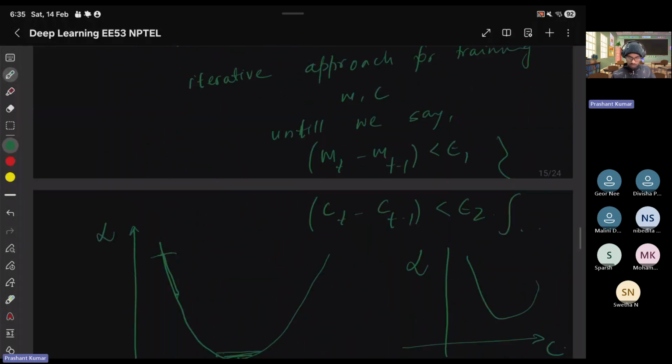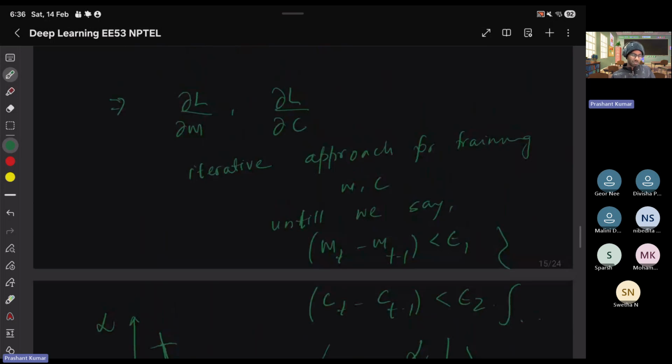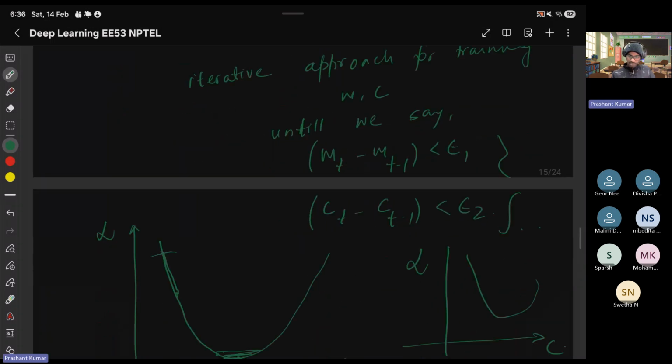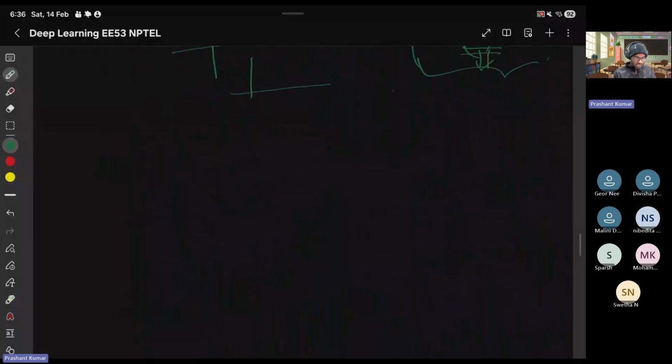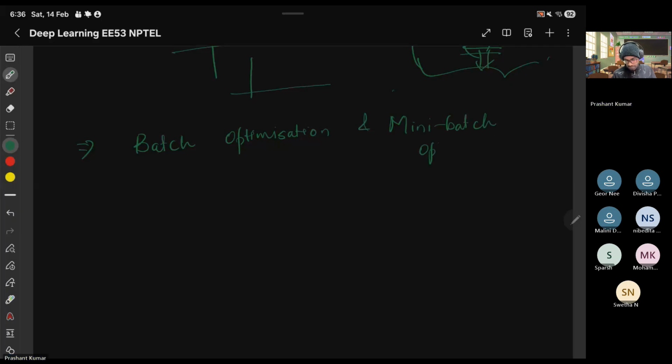Okay. So now we have understood optimization in the case of machine learning. Let's talk a little bit about batch optimization and mini batch optimization. This is pretty much theoretical.